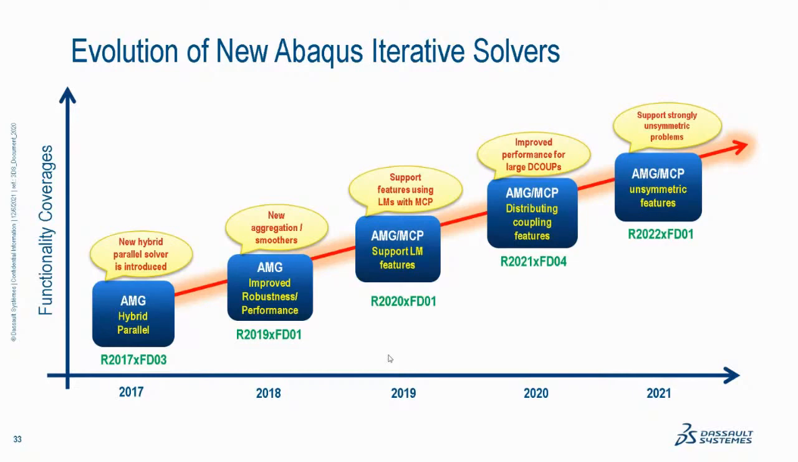We continued improving that in 2021X to support things like distributing couplings and so forth, and very large distributing couplings, which are very common. And now in 22X, further expansion of both the AMG and MCP iterative solvers to support unsymmetric systems of equations. So things like large friction coefficients, certain material models have unsymmetric stiffness matrix, and so forth. So expanding the scope of the iterative solver.